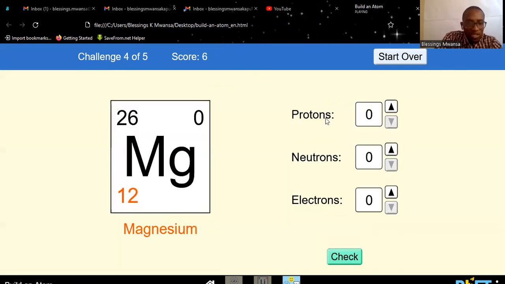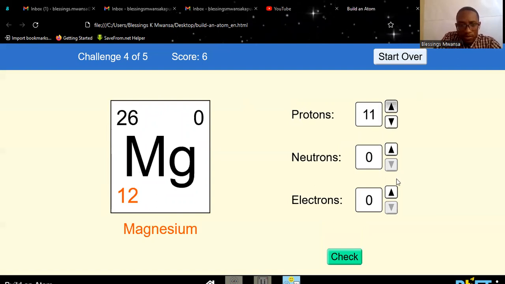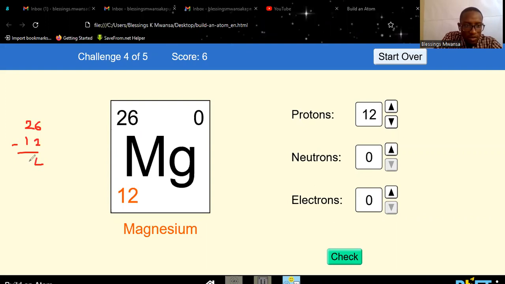Let's go for this one. We have the nuclide and they want us to build it. How many protons? What we find at the bottom is known as the proton number. So we have 12. How do we get the neutron number? For the neutron number, we always take the mass number, the number on top, and subtract the proton number. So this gives us a 4, this gives us a 1. So meaning we are talking about 14.